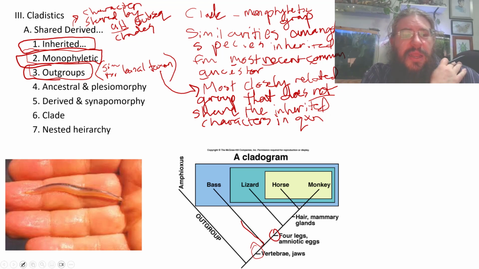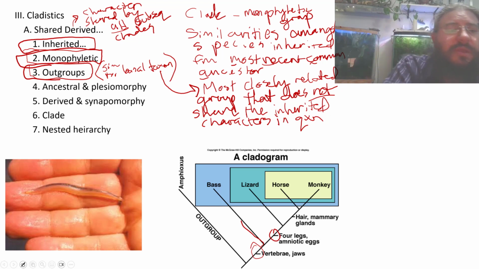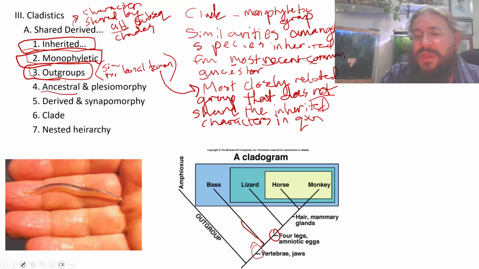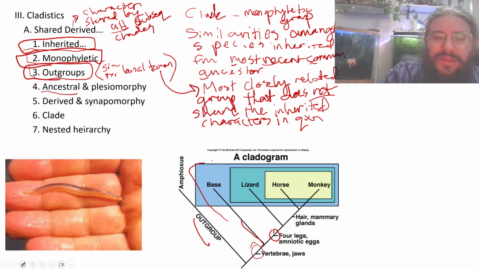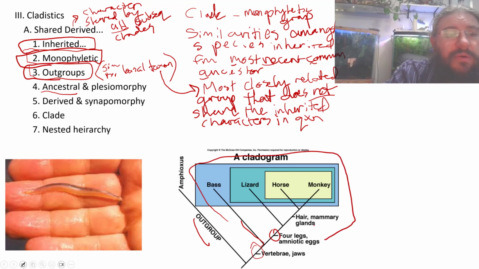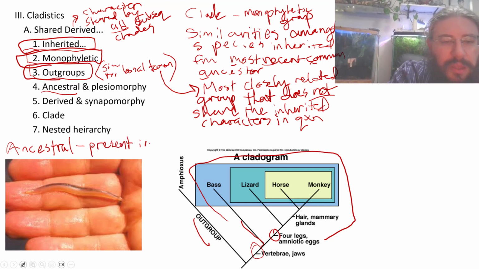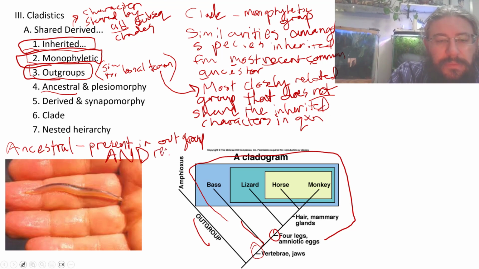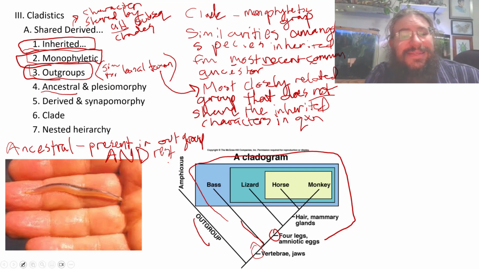Let's talk about how we can classify some of these characteristics. An ancestral characteristic is a character that is in both the outgroup and the clades. Right? So ancestral characters are present in the outgroup and the rest of the cladogram. That is an ancestral character.